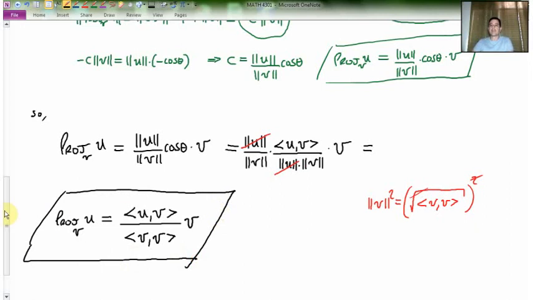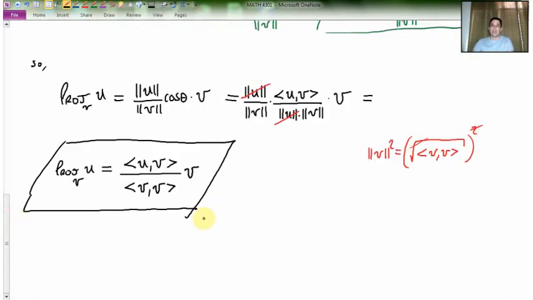So this is a much nicer formula. You don't have to find the angle between the two vectors to find the projection. Let's see an example.